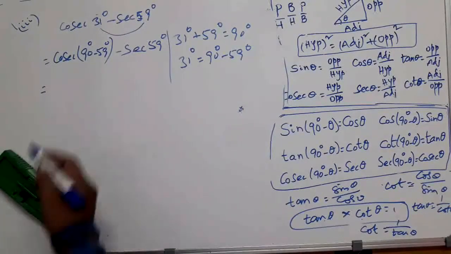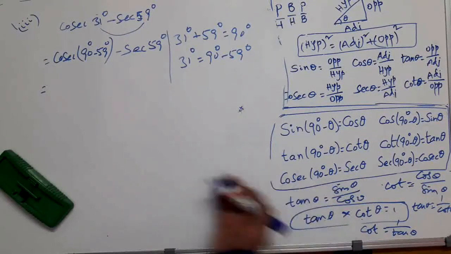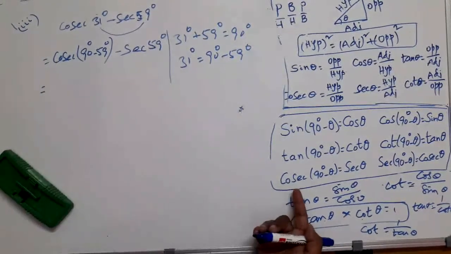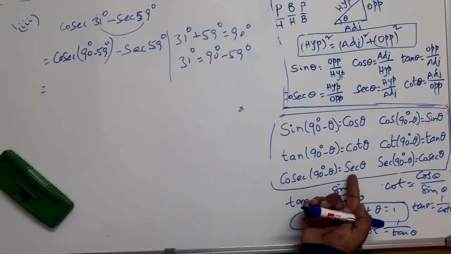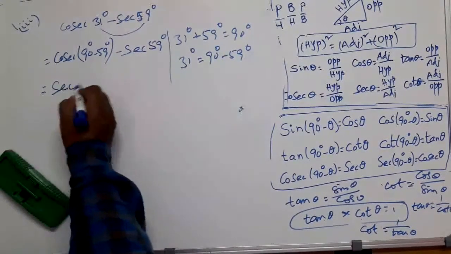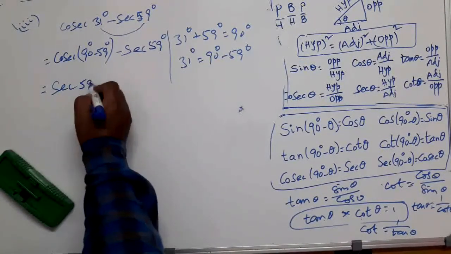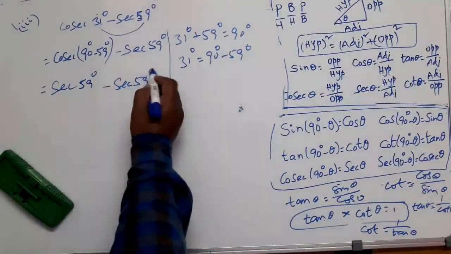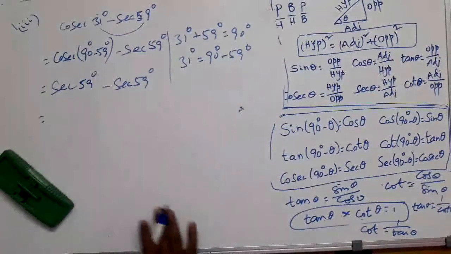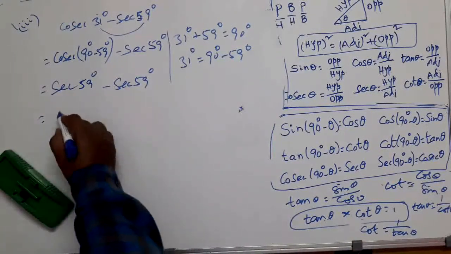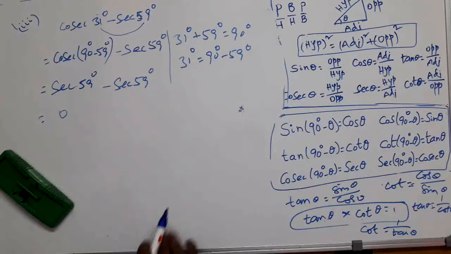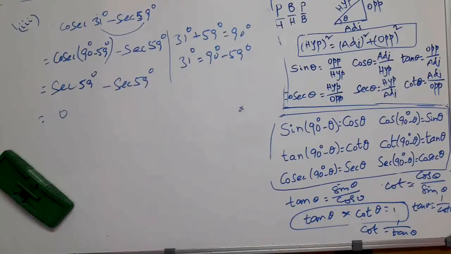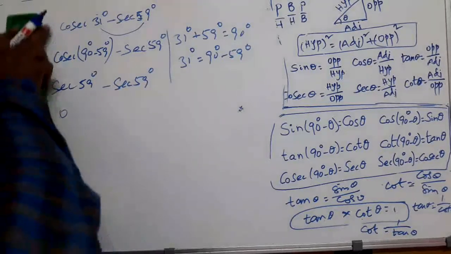Why? Because I can use this formula now. This is of the form cosecant 90 degrees minus theta. Cosecant 90 degrees minus theta can be written as secant theta. So this can be written as secant 59 degrees, minus, of course, I am leaving the second term as it is. These two terms are the same. That's what we have observed. So the difference is 0. Yes, this question also has given you 0 as the answer, right? Yes, next question.